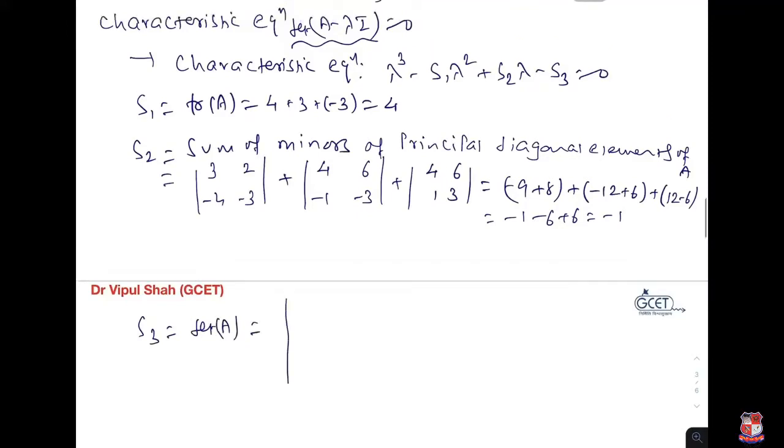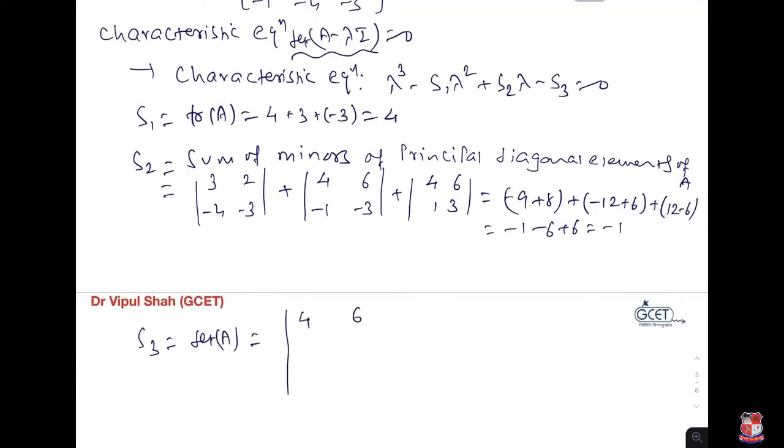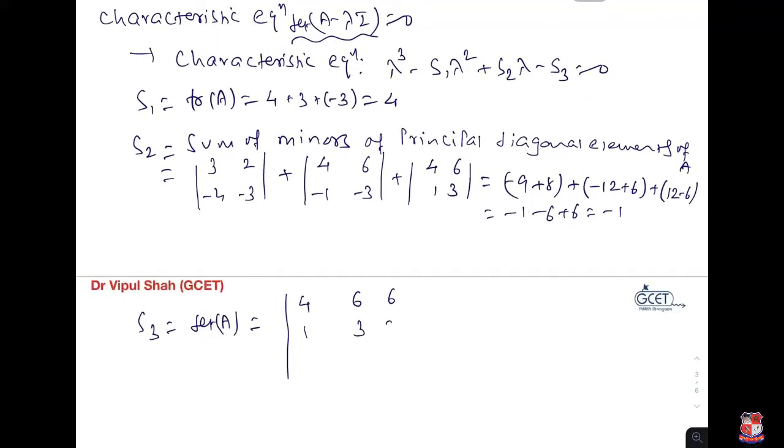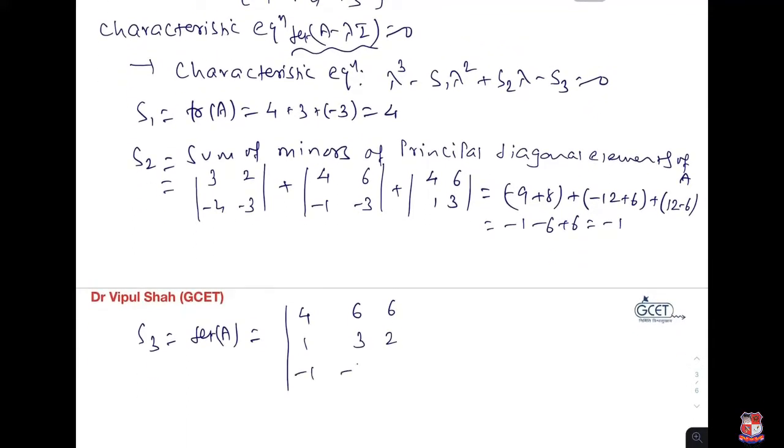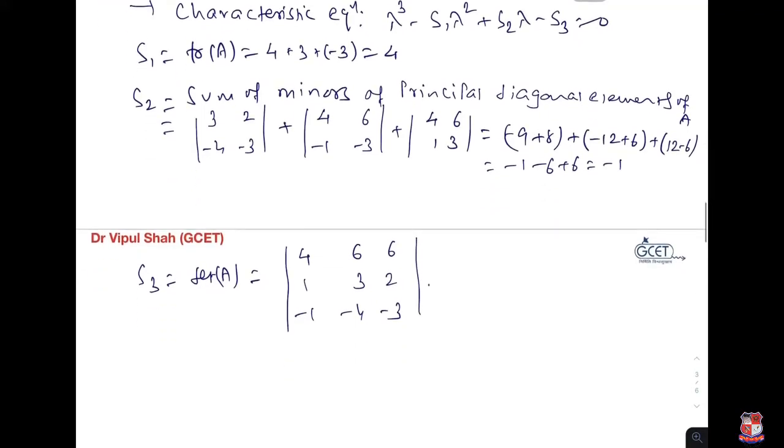So determinant of A: 4, 6, 6, then 1, 3, 2, then minus 1, minus 4, minus 3. Okay, so let us find the determinant. So that is 4. We know how to find out the 4. Then we need to consider these 4 elements. And so that is minus 9 plus 8. Then minus sign and this 6. What are the 4 elements? You have to hide the second row, first column. So this 1, minus 3, minus 1, 2. So minus 3 plus 2.